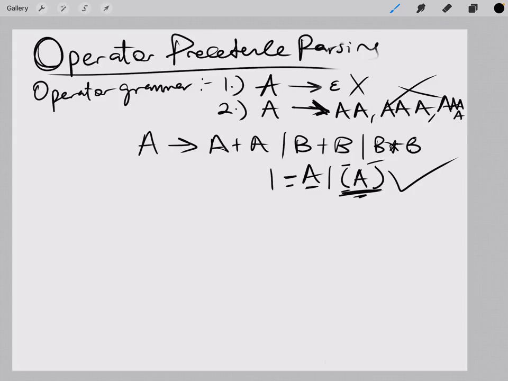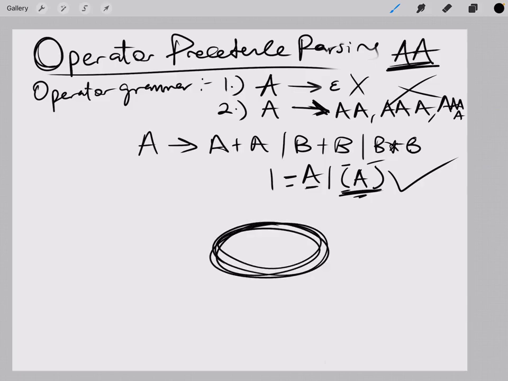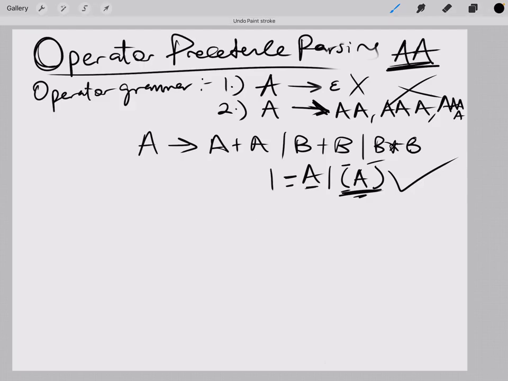We shouldn't have adjacent non-terminals. This makes it weird. Think about 2 plus 2, 3 plus 3, 5 plus 5. Once you're having 3, 3, okay, what does that mean? Or we're having absolutely nothing staring at us like, what's going on here? There's absolutely nothing there. So yeah, we can't use that.